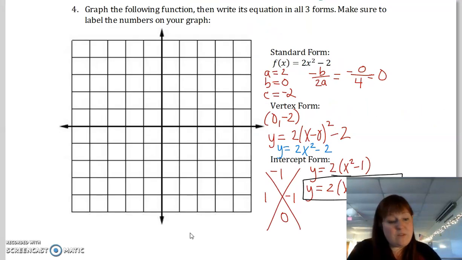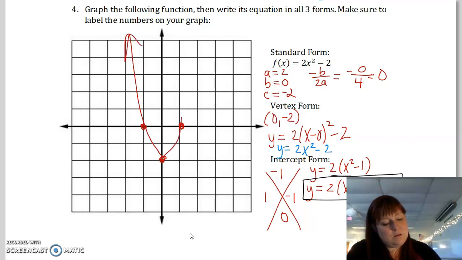So we just go ahead and graph it. Our vertex is at 0, negative 2, which is right here. And then it goes through negative 1 and positive 1. And we know that it would go to those points, right? Because we go over 1, up 2, because of this 2 in front. Over 1, up 2. So there you go.